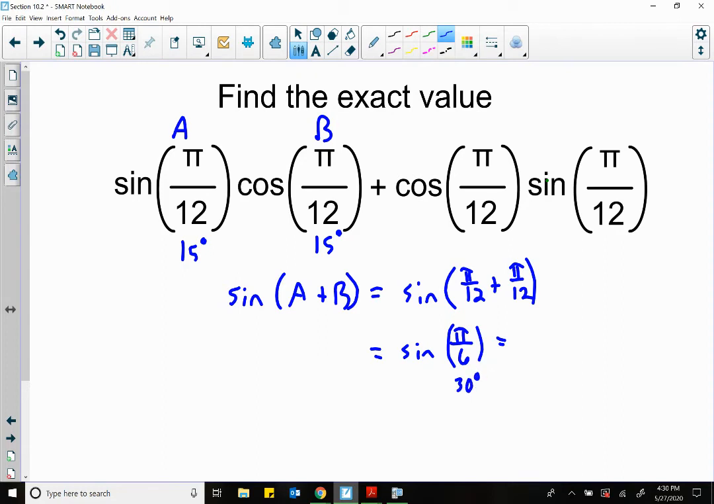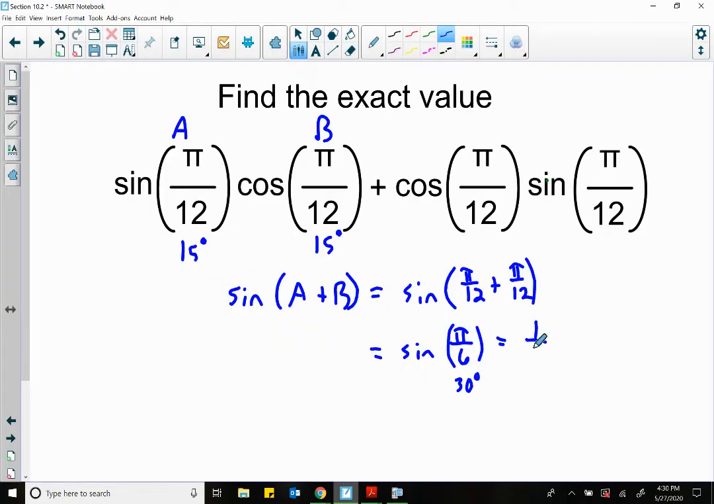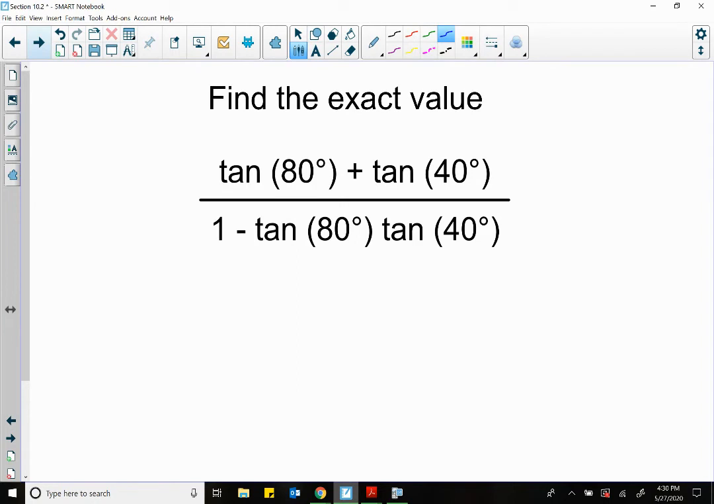So you just go to your chart and tell me what is sine of pi over 6, or in other words, sine of 30 degrees. So sine 30 degrees, 1/2. They want you to take the formula and work it backwards. Okay? So you try it. Go.